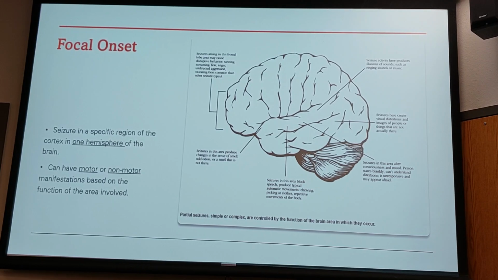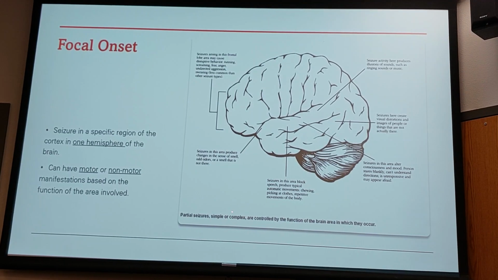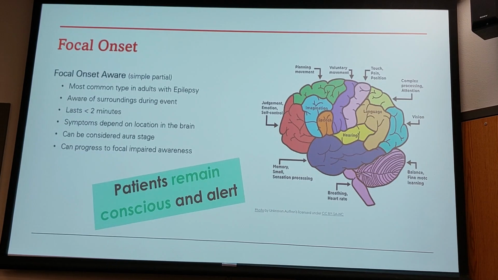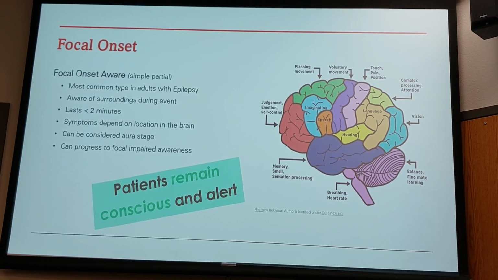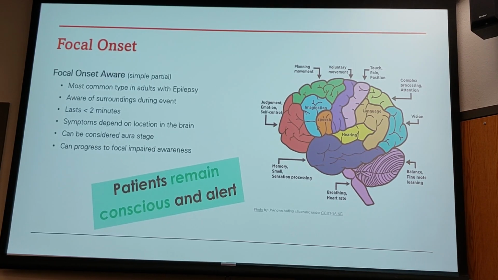And I think this is an older graphic because it's talking about partial seizure, simple, complex, the old terms. Okay, so we have focal onset aware and focal onset unaware. Focal onset aware used to be simple partial. This is the most common type in adults with epilepsy. So an unprovoked seizure disorder, aka epilepsy, most common type. So remember, tonic-clonic was most common in your generalized type. This is the most common type in epilepsy, these focal onset aware.